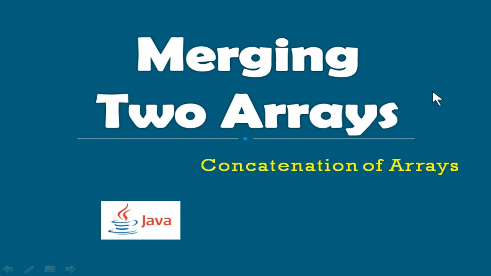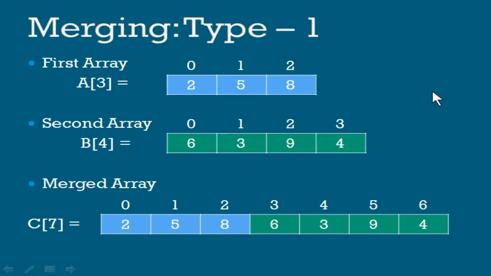Hello everyone. In this video we are going to discuss merging two arrays. We are going to see two types of merging. The first type is creating a new array by adding two arrays one next to the other. The second type is creating a new array by inserting the elements one next to the other, so you will have odd elements from one array and even elements from another array. You are going to see the first type with an illustration.